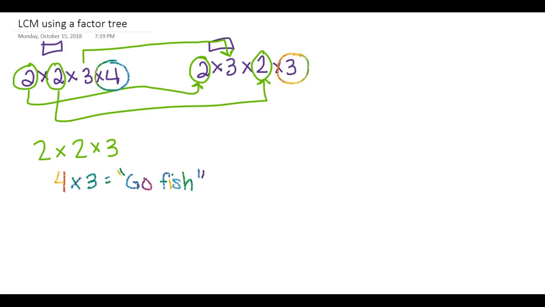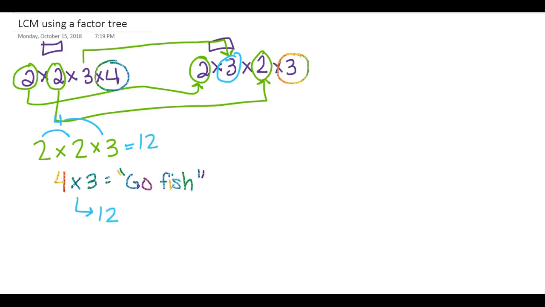So in order to find the lowest common multiple, we're just going to multiply. So 2 times 2 is 4. 4 times 3 is 12. Okay? And those are the multiplication from that set. Remember we had one set of 2, which went here, one set of 2, and one set of 3, which went to this one. Now my Go Fish numbers gives me 4 times 3, 12.